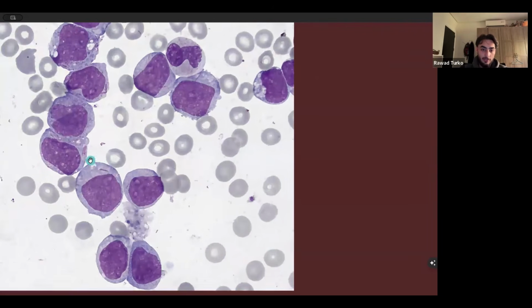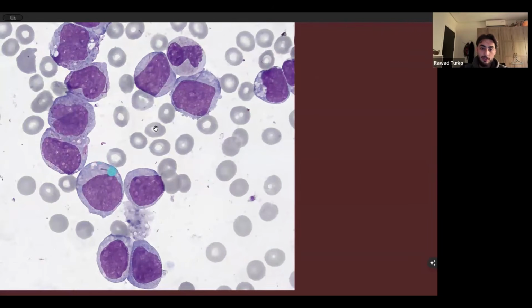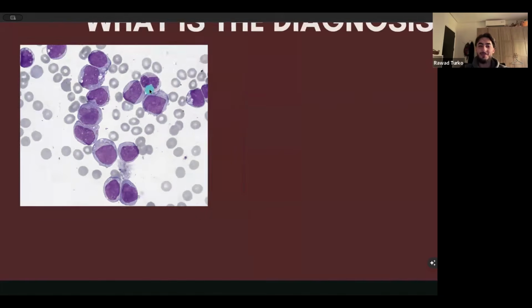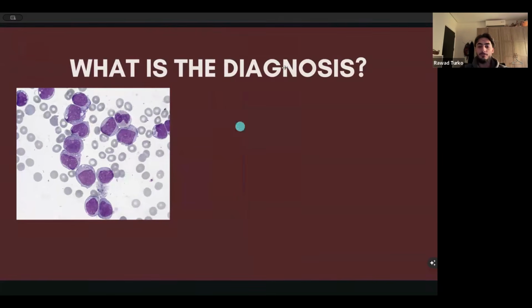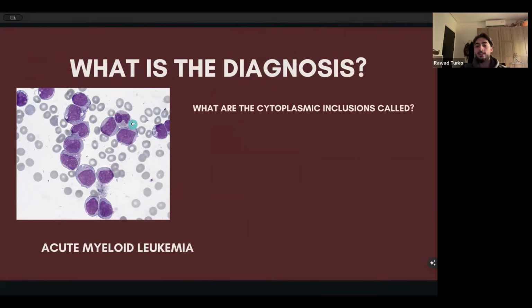And zoom in. Look at it very carefully. Look at this thing. What is this? Perfect. So this is AML, acute myeloid leukemia. Now, who can tell me what these things are called?